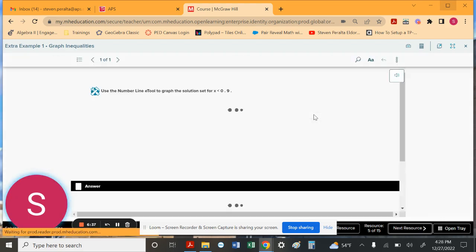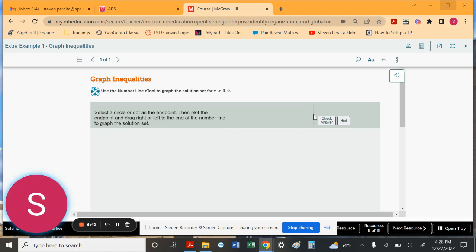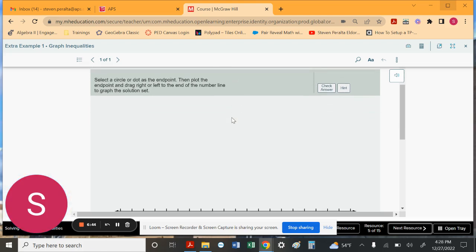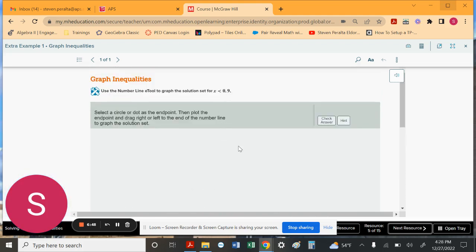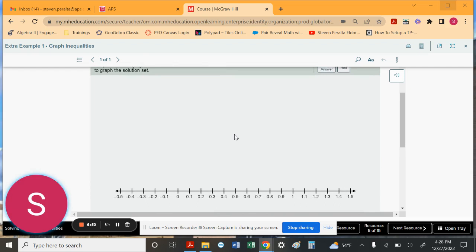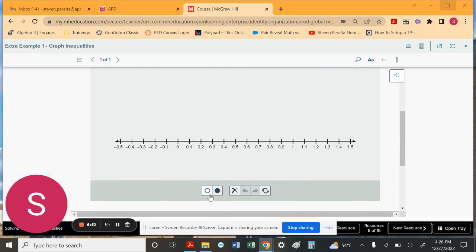Okay, now we're going to start getting into some problems. So the first thing that we want to do is graph an inequality. Notice here, in this case, we want to graph x is less than 0.9. So notice it's less than, not less than or equal to. So we have to decide, is it going to be a circle or is it going to be a dot?